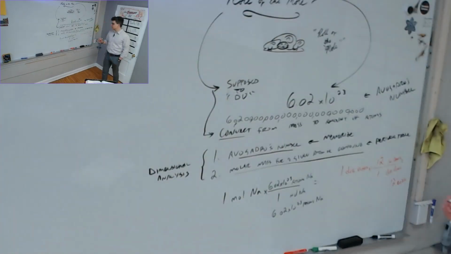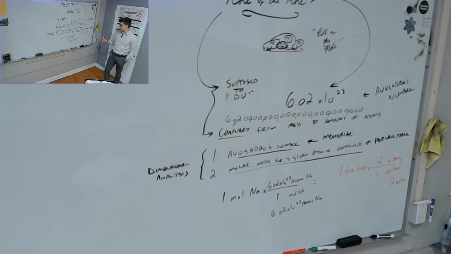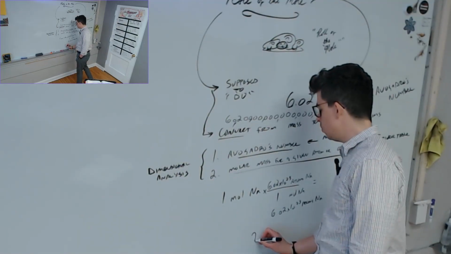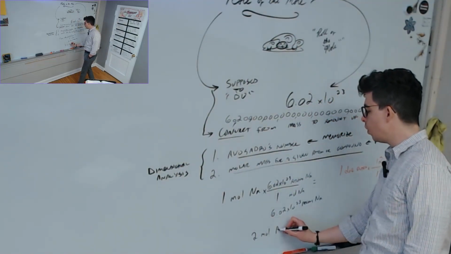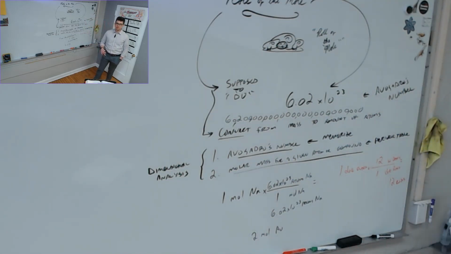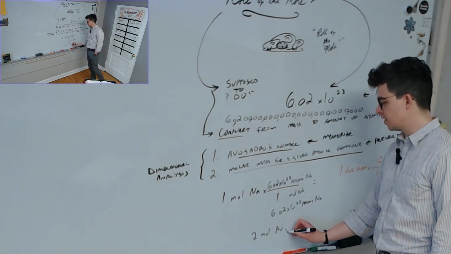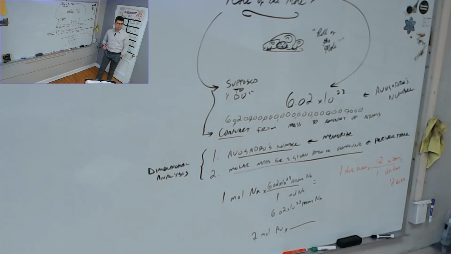Let's make this a little bit more complicated. Let's say now, instead of 1 mole of sodium, we have 2 moles of gold atoms. I would love to have 2 moles of gold atoms. Let's find out how many atoms of gold I have then.